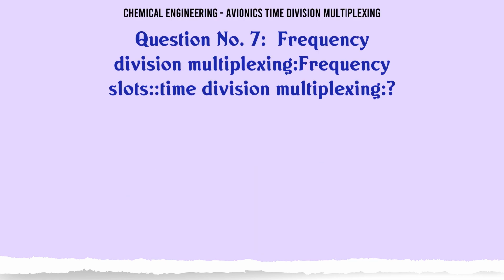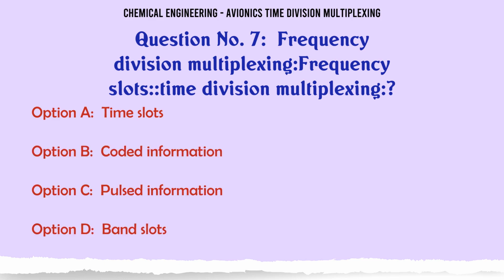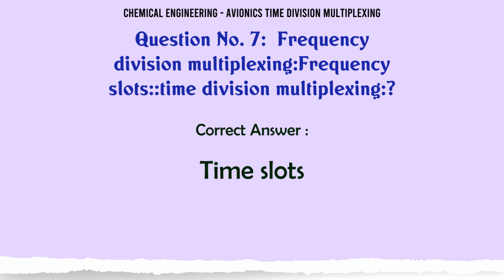Frequency division multiplexing uses frequency slots. Time division multiplexing uses: A. Time slots, B. Coded information, C. Pulsed information, D. Band slots. The correct answer is time slots.